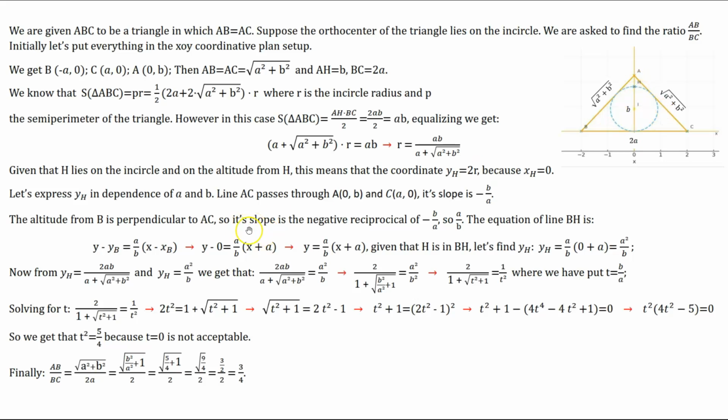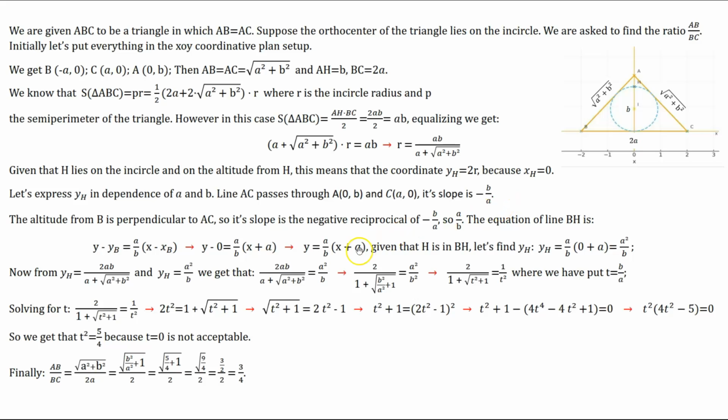Now, given that the slope of AC is equal to minus B divided by A, the slope of BH will be the negative reciprocal of minus B divided by A, so it will be equal to A divided by B. The equation of line BH is y minus y of B is equal to the slope, which multiplies x minus x of B. Now we know that y of B is 0, x of B is equal to A, and the slope is equal to A divided by B. So by this we can derive the equation of the line BH, which is y equal to A divided by B times x plus A.